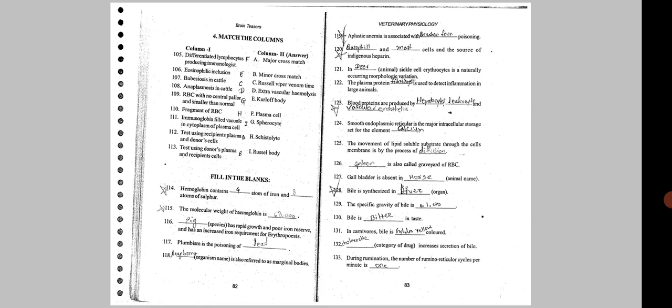Plumbism is the poisoning of Pb, or lead. Pig has a rapid growth rate and is deficient in iron, or it cannot store iron, so it requires fortification or an external diet having iron. The molecular weight of hemoglobin is 68,000, and hemoglobin has 4 iron atoms, and the hemoglobin can bind 4 oxygen with the 4 iron of the 4 globin molecules.